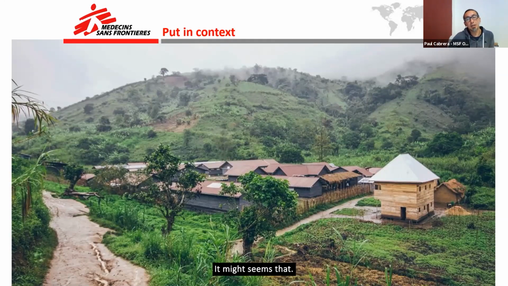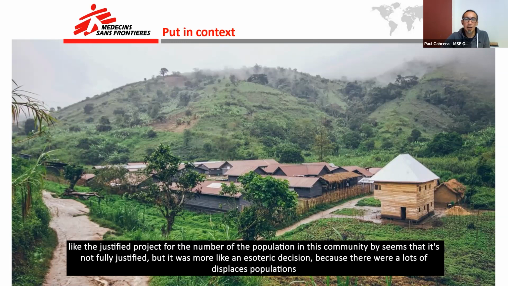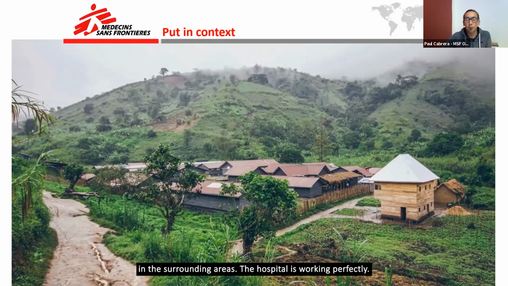It might seem that in this place it is not a justified project. For the number of the population in this community, it might seem that it's not fully justified, but it was more like a strategic decision, because there were a lot of displaced populations in the surrounding areas. So the hospital is working perfectly. We have the patients that we thought we were going to have. The strategy was in the right way.